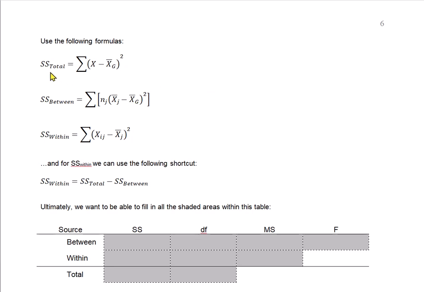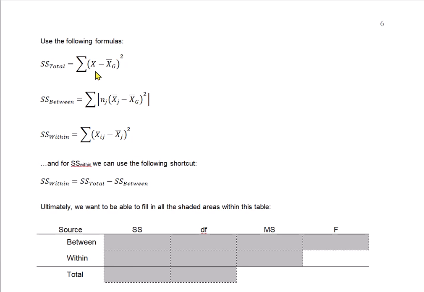The key thing here is that we're computing these three different types of sum of squares: the total sum of squares, the between group sum of squares, and the within group sum of squares. Each one of these has its own formula. And when we compute the total sum of squares, we're taking every score, symbolized here by the letter X, and subtracting the grand mean from each of those scores for the entire experiment, no matter how many groups you have. The grand mean is the mean of everybody in the experiment.